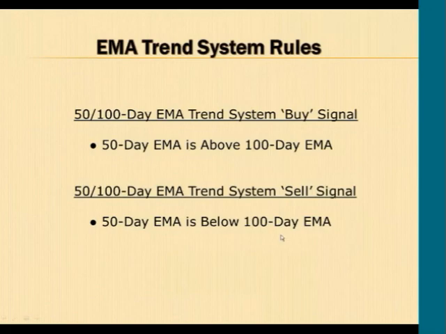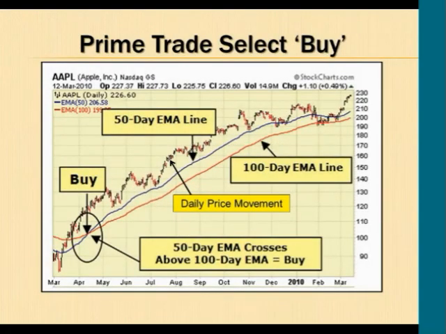And the EMA trend following system, the rules are pretty simple. If the 50-day exponential moving average, which is the shorter term moving average, is above the 100-day EMA, then the stock is on a buy signal. And if the 50-day EMA is below the 100-day EMA, then the stock is on a sell signal. Pretty simple, and a pretty simple concept.